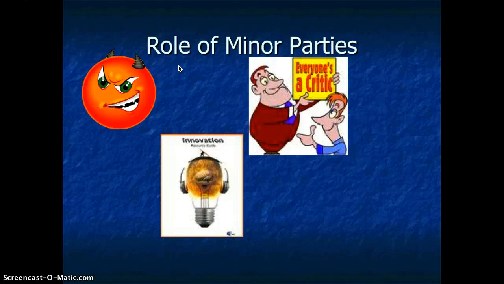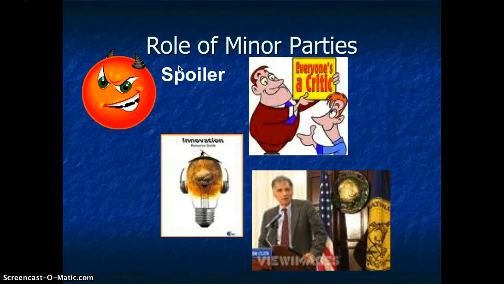In addition to major parties, the United States also has minor parties, and they do play an important role in our society. The first of that is what's called a spoiler. In other words, they can spoil the election for one of the other major candidates. This happened in 2000 when Al Gore was running against George Bush.